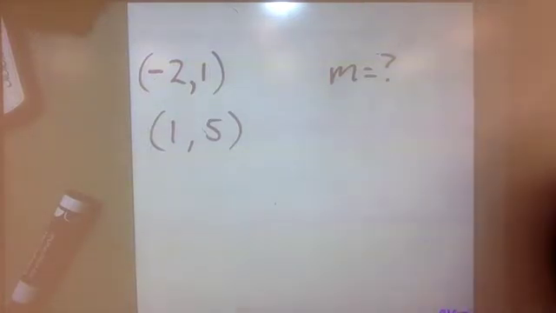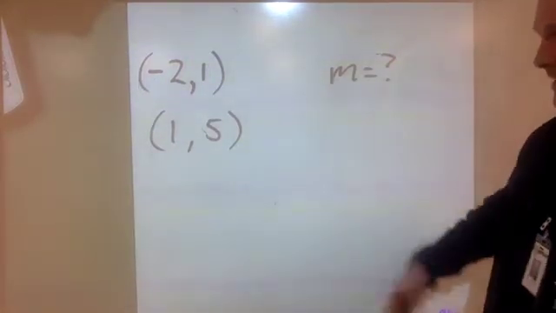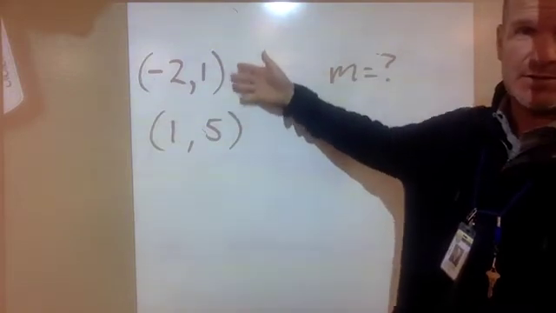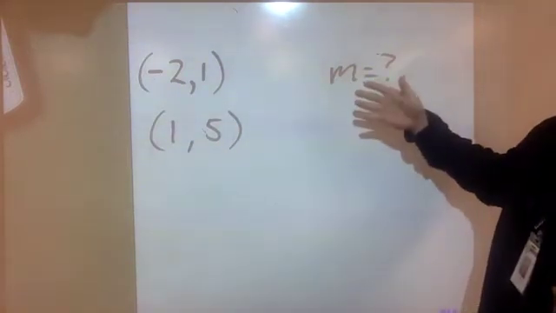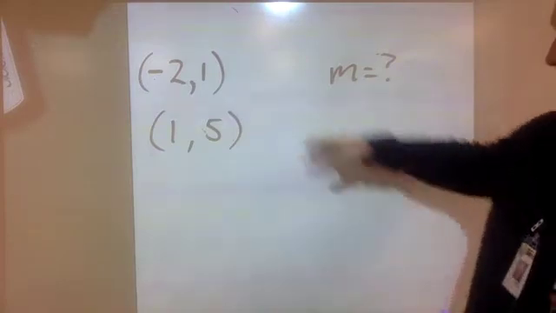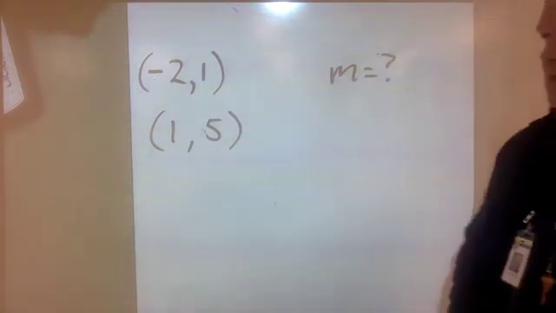Finding slope between 2 points. So here I've given you an example of 2 points and m, which stands for slope. What is the slope between those 2 points?